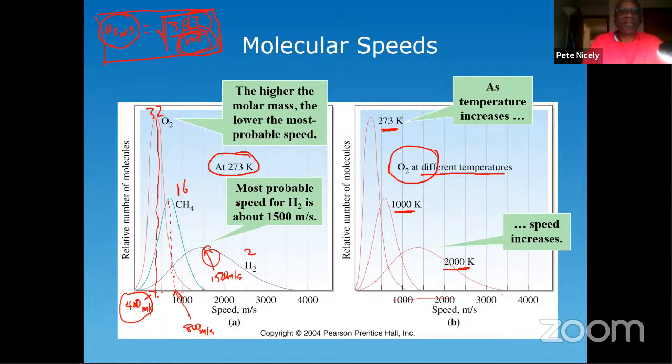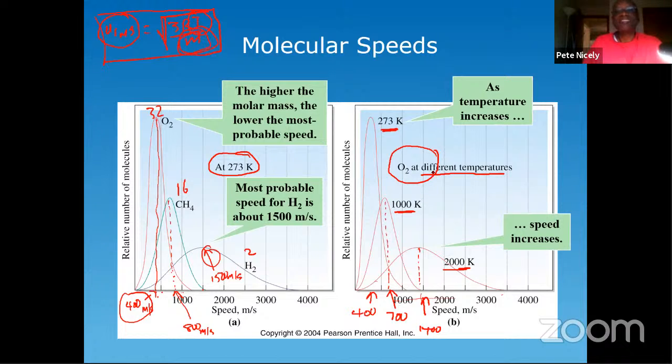So at 273, as we said before, the root mean squared speed is 400, right? In the case of 1,000, if you drop a vertical down here, let's see what that gives us. That looks like about, I would say 700. I could be wrong, but I'm going to go with that, right? And then in the case of 2,000, this is the peak right here. So if I drop a vertical down here, this is just shy of 1,500, I would say this is 1,400, all right?